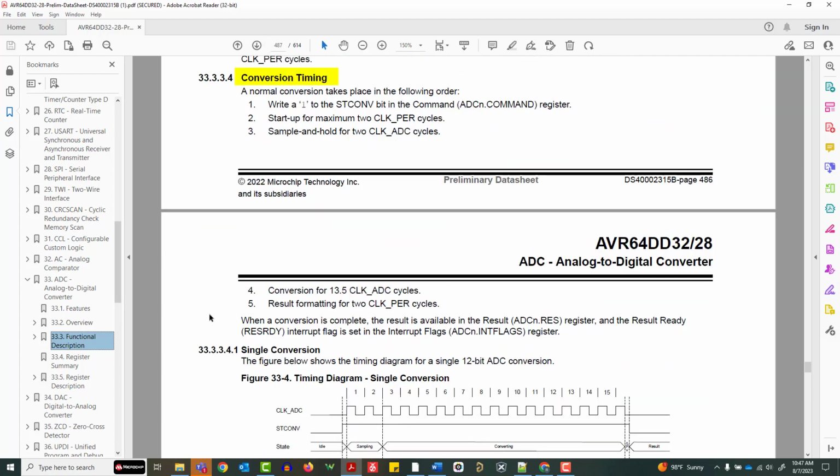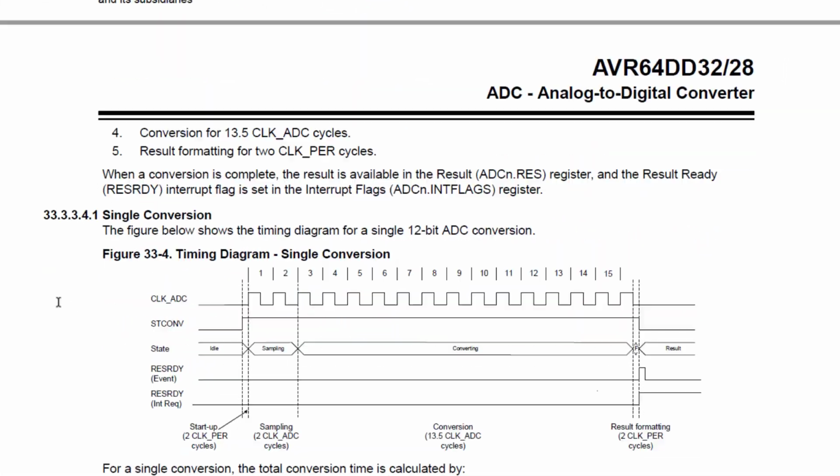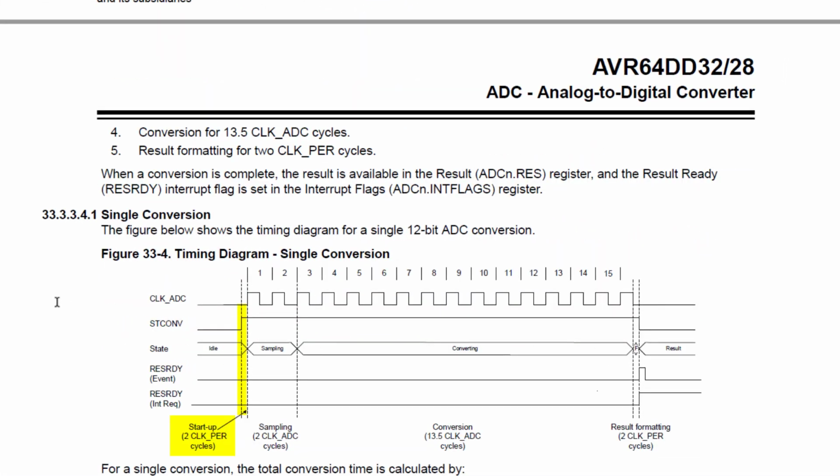Next is conversion timing, that shows us that a single ADC conversion starts with the user writing a 1 to the start conversion bit in the ADC command register. If we follow along with figure 33.4, the ADC then starts up for a maximum of 2 peripheral clock cycles. It then does sample and hold for 2 ADC clock cycles. Next, it performs the ADC conversion for 13.5 ADC clock cycles. And finally, it formats the result for 2 peripheral clock cycles, which is shown in the diagram as AFV.